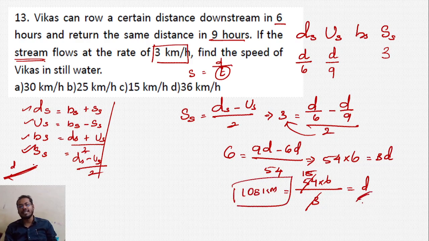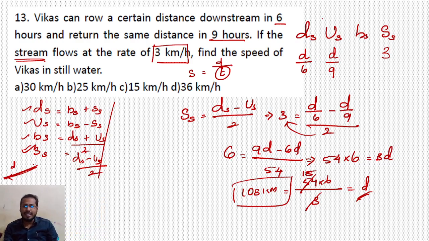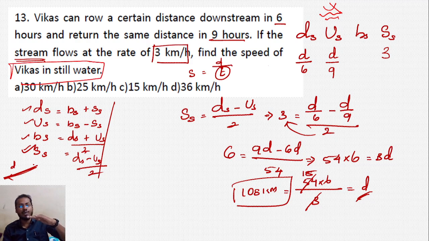You got the distance, but what is the question? Find the speed of Vikas in still water. What is meant by still water? The water that doesn't move is called still water. So if water doesn't move, then which one moves? The boat. So we're going to find the boat speed.